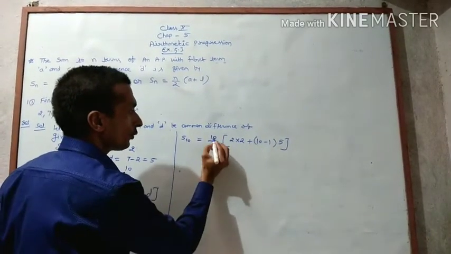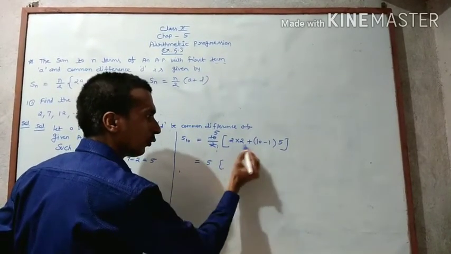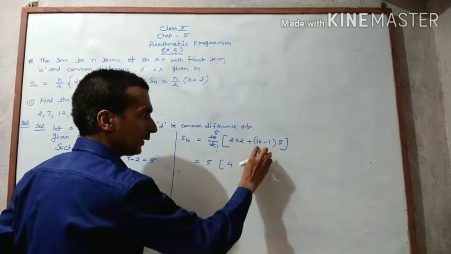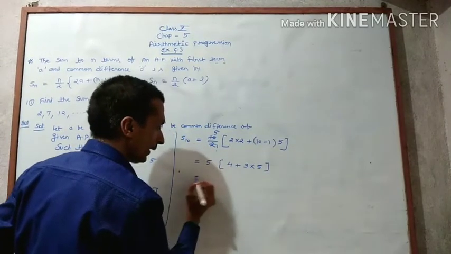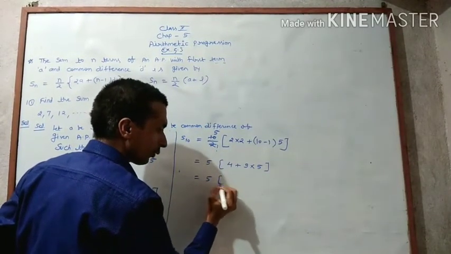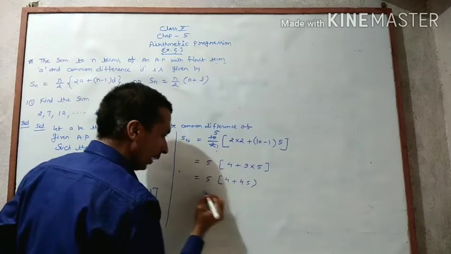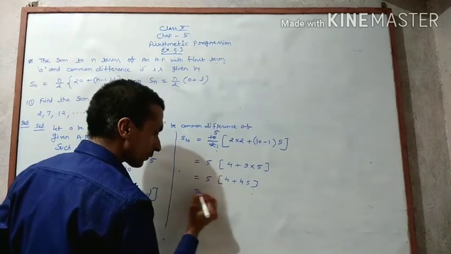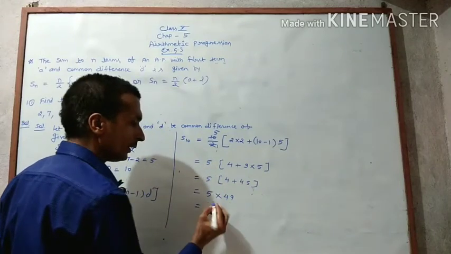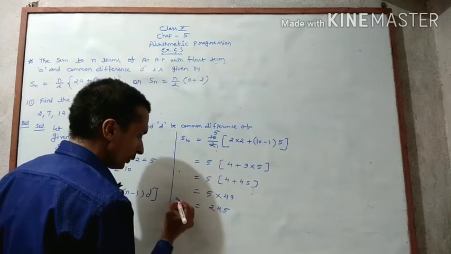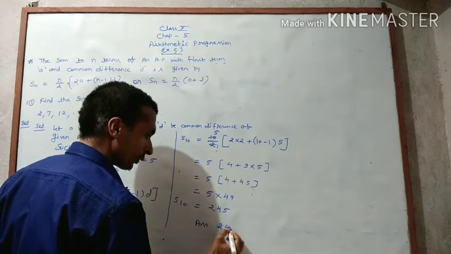So 2 ones are 2, 2 fives are 10, so you can write 5 here. 2 twos are 4, and 10 minus 1 is 9, 9 into 5. The 5 stays as it is and the 4 also stays. 9 fives are 45. Then 45 plus 4 is 49, and 49 into 5 is 245. So this is the required value of S10. Your answer is S10 equals 245.